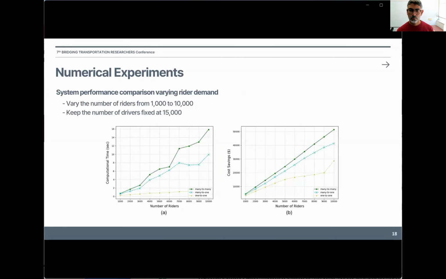Computational time for each scenario is shown here. For simpler one-to-one matching, computational time remained constant, but once transfers are introduced, time increases significantly due to the complexity of managing transshipment nodes. The many-to-many matching scenario incurs the highest computational time, but it provides the greatest benefit in terms of cost savings.